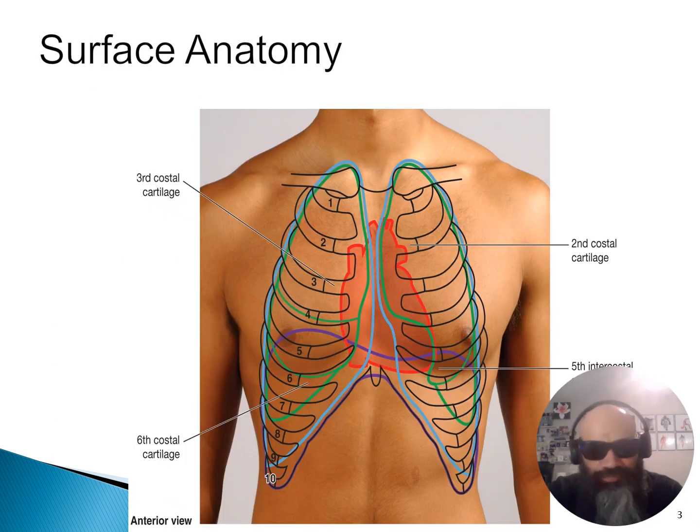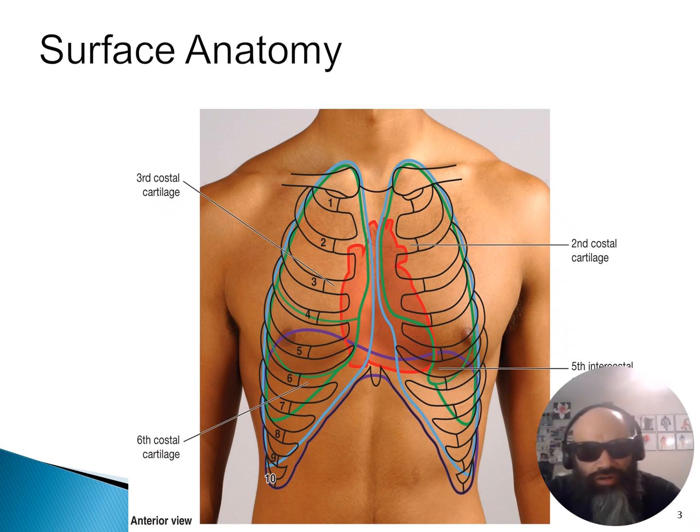Surface anatomy. This is what the actual lungs would look like when positioned within your body. Get familiar with the surface anatomy. Understand where the sternoclavicular joint is. That's a good landmark to go by.